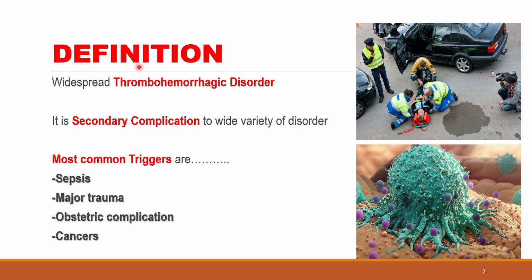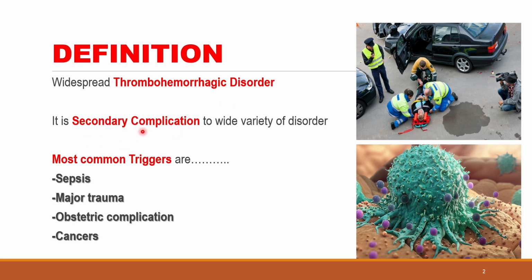So first the definition, what is DIC? It is a widespread thrombohemorrhagic disorder. See, it is not only the clotting disorder. There is not only clot formation, but as a consequence bleeding will also occur. Why bleeding occurs, that we will see later on in the slide. So it is a condition where the clot will form and bleeding will also occur. So it is a thrombohemorrhagic disorder. It is a very dangerous condition and it puts a patient at risk of death as well.